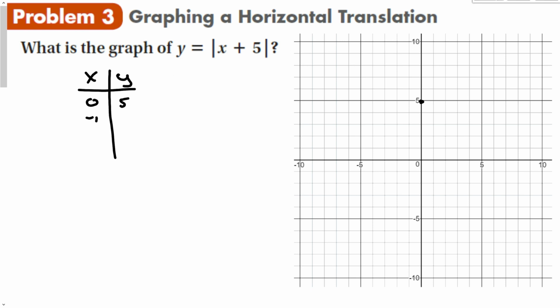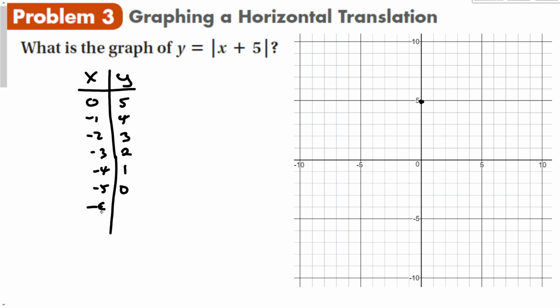Okay, so if I plug in a negative number, I would get -1 plus 5. That would be the absolute value of 4. If I plug in -2, that would be 3. Then -3, that would be 2. -4, that would be 1. And -5, finally I get 0.